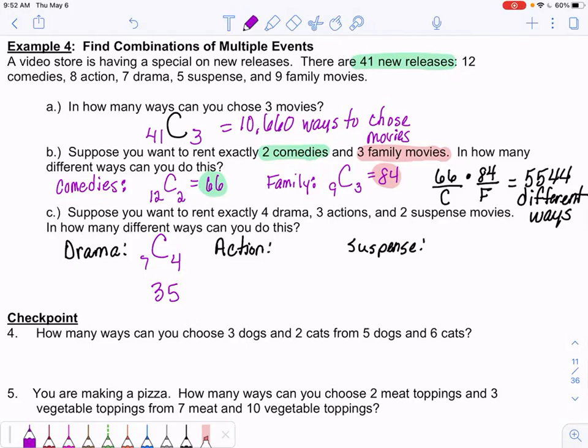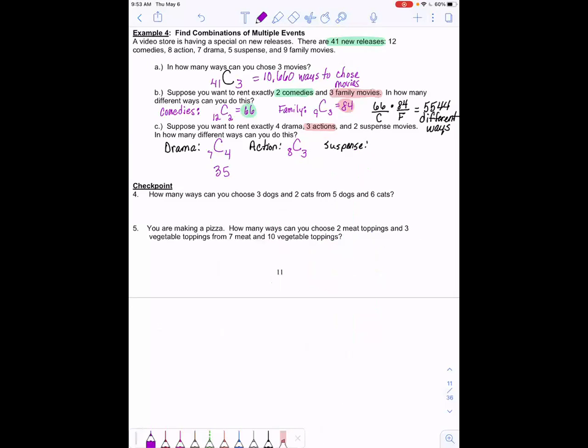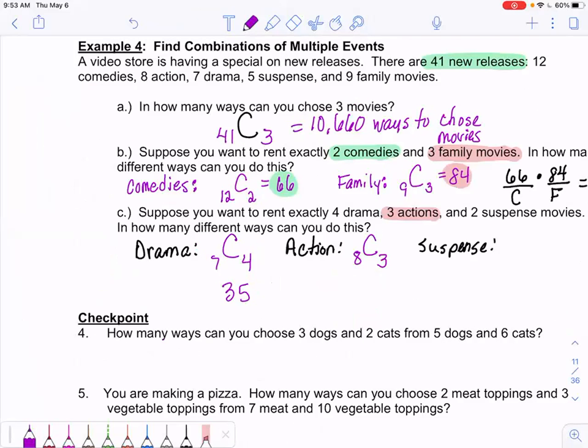All right, now we have action. TJ, how many action movies are there? So we want to pick how many total action from the original information given? And how many are we picking of those 8? So we're picking 3 of those 8. So 8 action movies. We want to pick 3 of the 8 action movies. So TJ, in your calculator, 8C3. 56, is that what you said? Yeah.